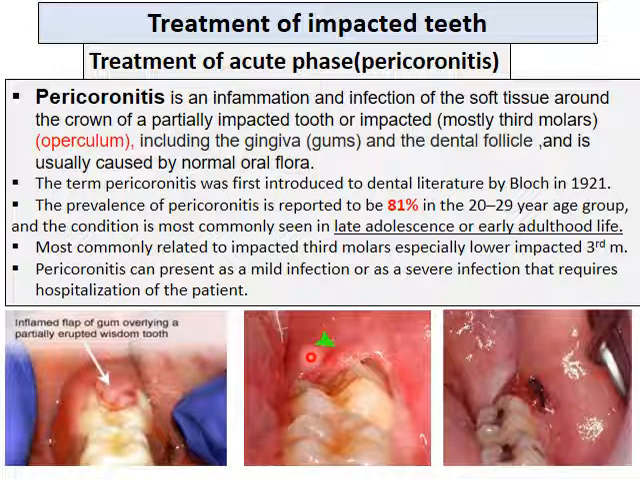But sometimes this infection might descend posteriorly or downward to involve the facial spaces, leading to a life-threatening condition that sometimes needs hospitalization of the patient. So it is sometimes a dangerous condition.